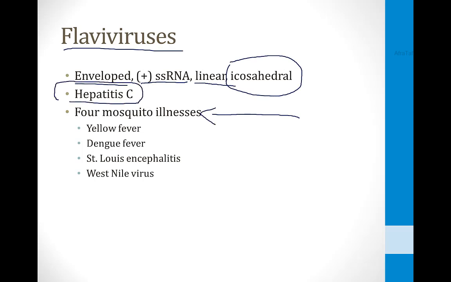It's a very unusual member of this family, and I talk about hepatitis C in detail in the module on viral hepatitis. What we'll do in the next 4 slides is talk about the 4 mosquito illnesses caused by flaviviruses, and those are yellow fever, dengue fever, St. Louis encephalitis, and West Nile virus.